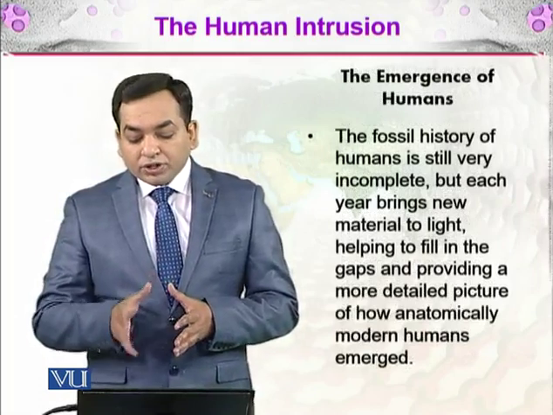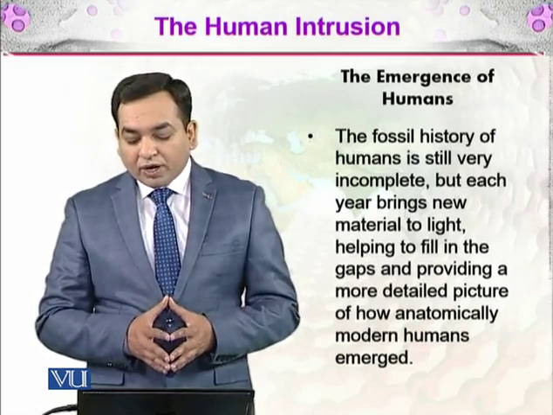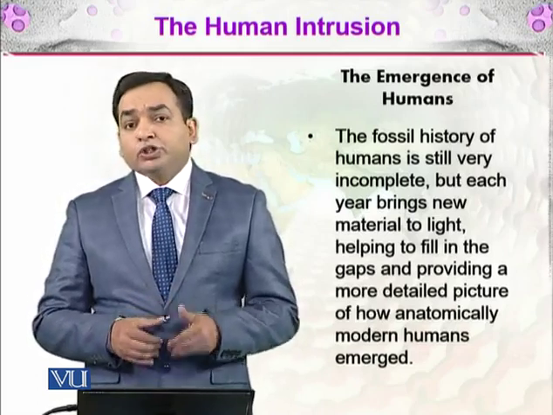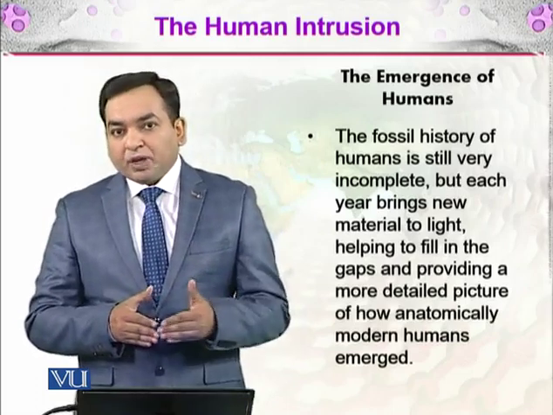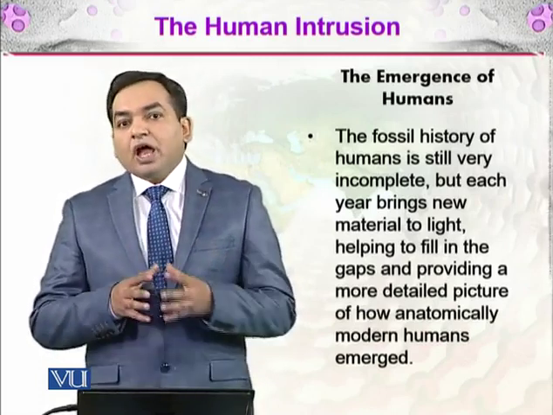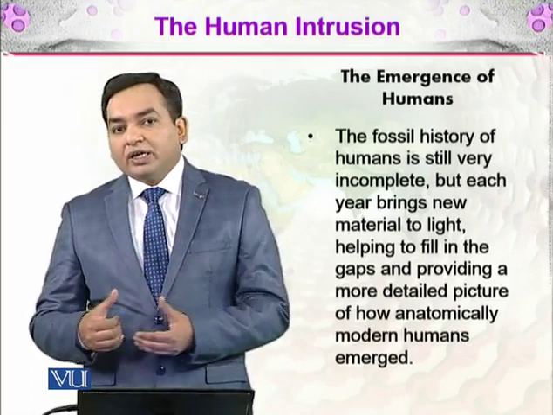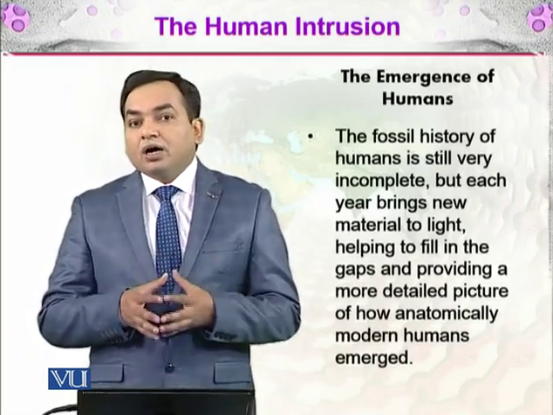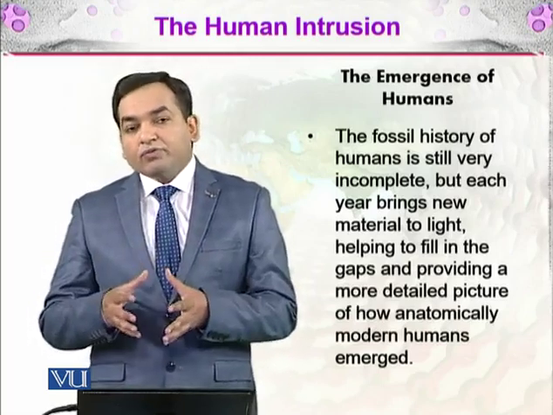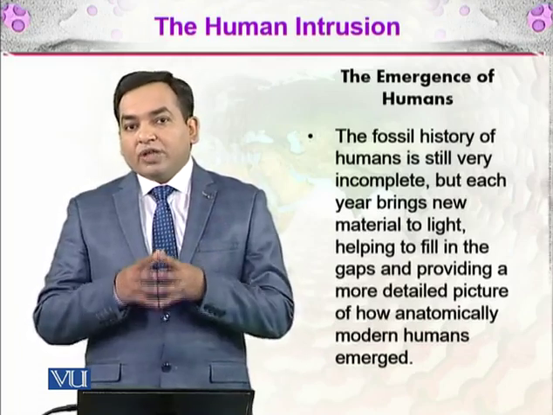The fossil history of humans is very incomplete, but each year brings new material to light, helping to fill in the gaps and providing a more detailed picture of how anatomically modern humans emerged. We have discussed in the paleontology part how the different bones and fossils, our discovery of Lucy, everything makes a story of how human beings developed from earlier ancestors, which were less developed, with different traits in not only their anatomy but also their mental capacities, and how the modern human developed from those. We will be taking a geographical point of view of that development here.